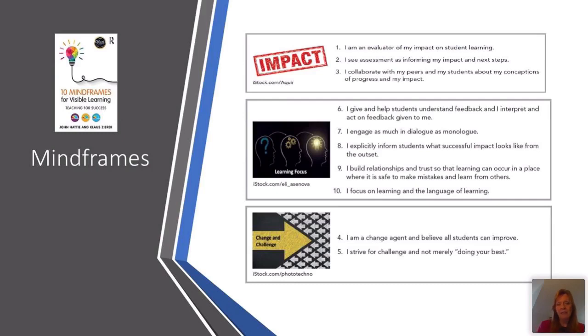So along with "I am an evaluator", for me, "I am a change agent" is one of the crucial mind frames. How collectively do we ensure that we believe all of our students can improve? They can all make at least a year's worth of progress. And the final mind frame is "I strive for challenge and not merely doing your best." Professor Hattie said the worst thing that we can actually say to our students is do their best. What we need to do instead is take them on a journey and not ask them where that best will be, but actually keep on going, finding that next step.